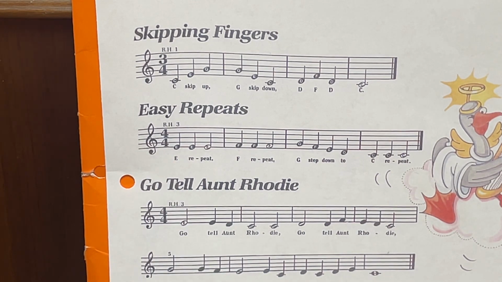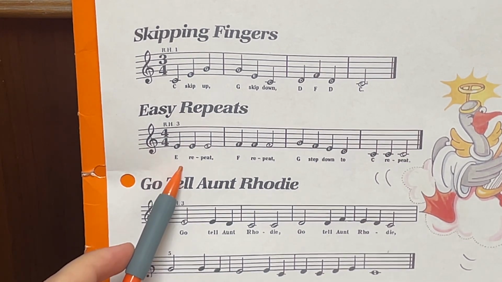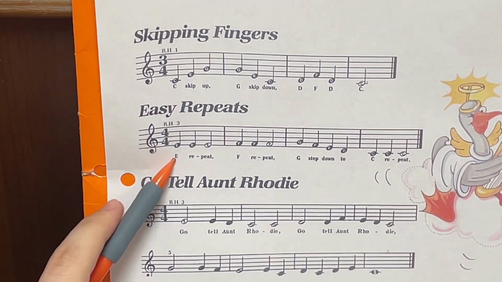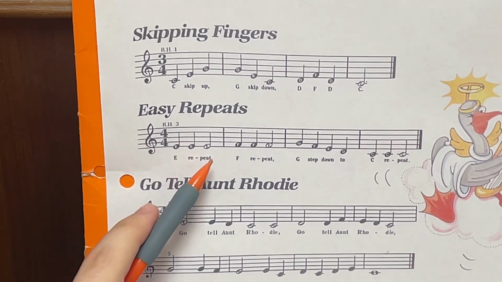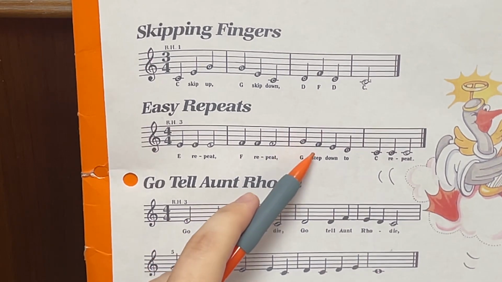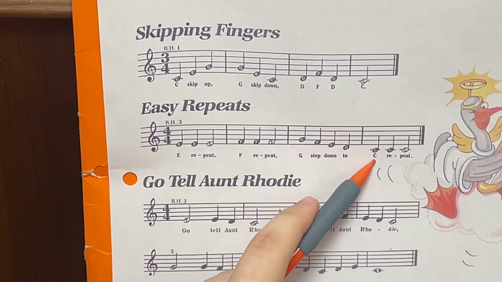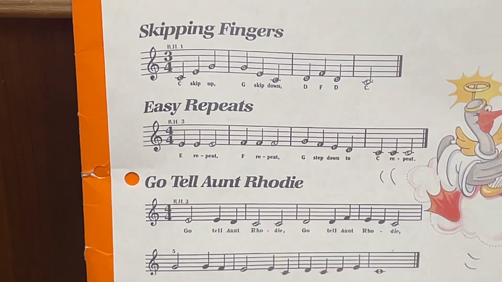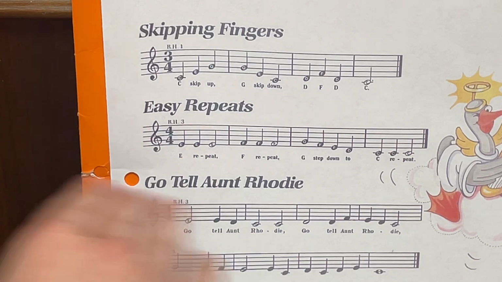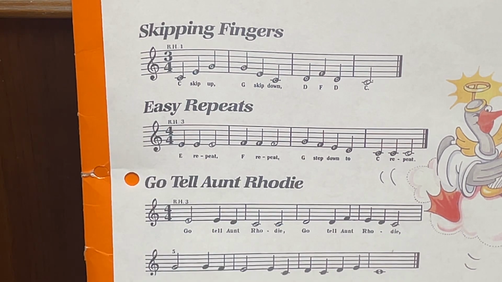So here's our first note, and we're going to go like this. Remember, if it goes up, sing a slightly higher note. Here we go. Ready? E repeat, F repeat, G step down to C repeat. That's it. I would recommend going back a few seconds, trying that several times, just to get that association going between what you see on the page and what you feel in your vocal cords as you sing.